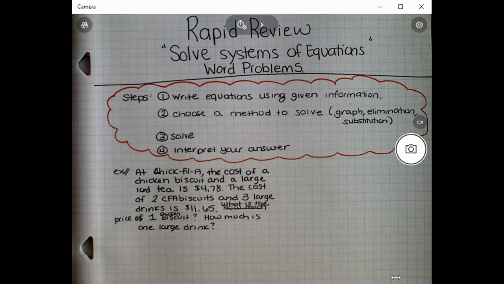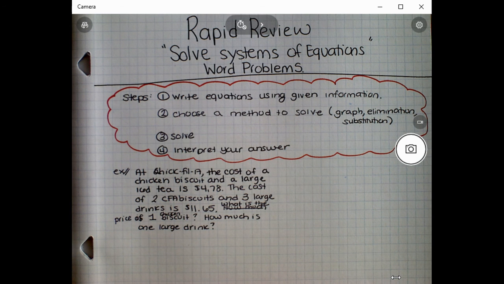So for example number one, at Chick-fil-A, the cost of a chicken biscuit and a large iced tea is $4.78. The cost of two chicken biscuits and three large drinks is $11.65. What is the price of one chicken biscuit? Also, how much is one large drink?